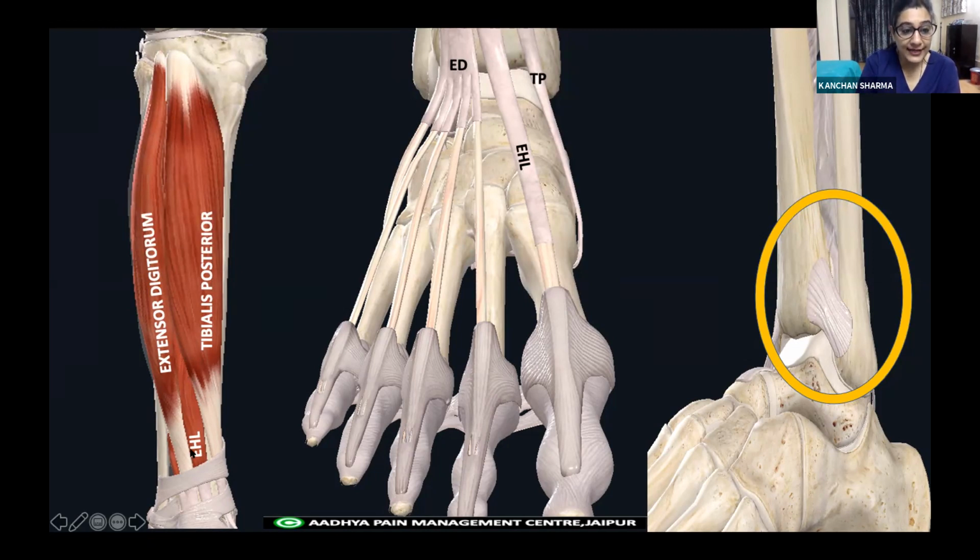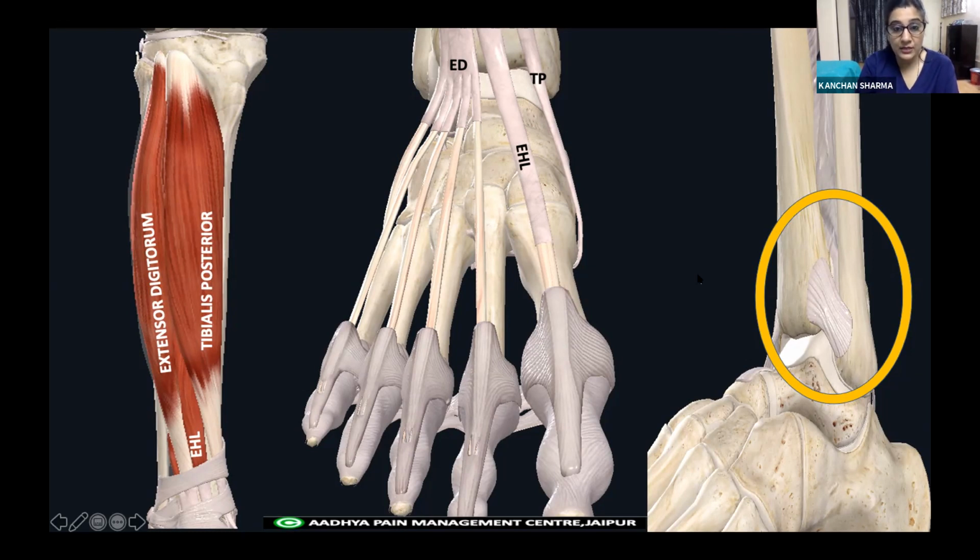Then we have your extensor hallucis longus. You can see in this picture, this is for your great toe. Then you have the digitorum, which is for your digits. And they are the dorsiflexors. So you will be asking the patient to go for dorsiflexion if you want to test the tendons of the anterior ankle. Now, second thing which I would like to tell you is this ligament.